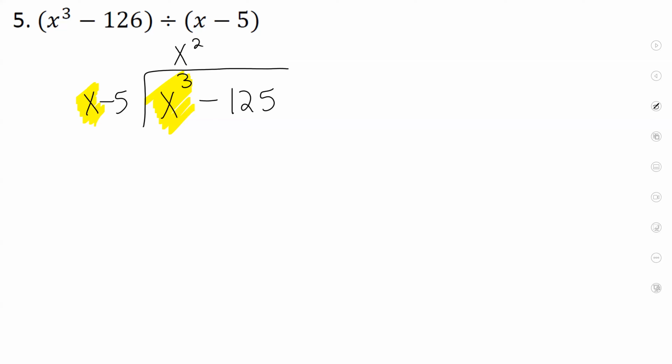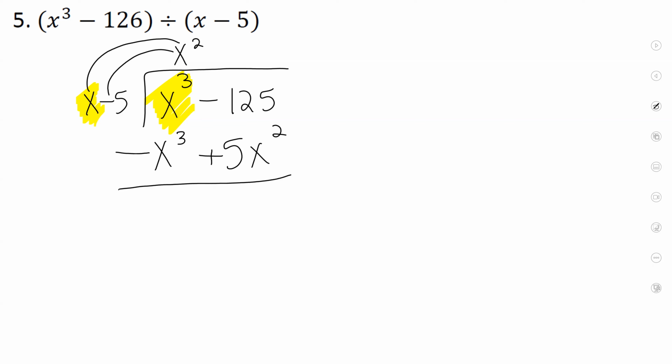Now we multiply. X times x squared is x cubed. Negative 5 times x squared is negative 5x squared. What do we do now? Yes, change the sign. So this will be minus, this will become a plus. X cubed minus x cubed is just 0.